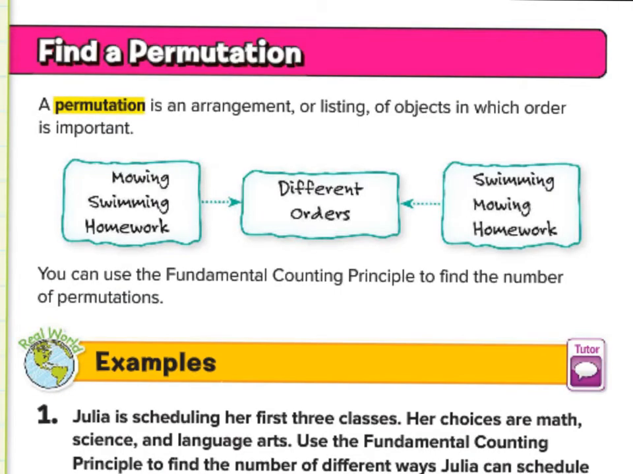So here's the main point of the lesson. A permutation is an arrangement or listing of objects in which order is important. See, for the example, we have mowing, swimming, and homework. We have 3 to choose from in the beginning. Once you've chosen 1, then you only have 2 other choices. Once you choose from those 2, then you only have 1 choice left. Okay? So you start with these 3 choices, and then work yourself down to 2 choices, and then only 1 choice. And how many choices do you have at the end left? Well, we just did that example, correct? You can use the fundamental counting principle to find the number of permutations.